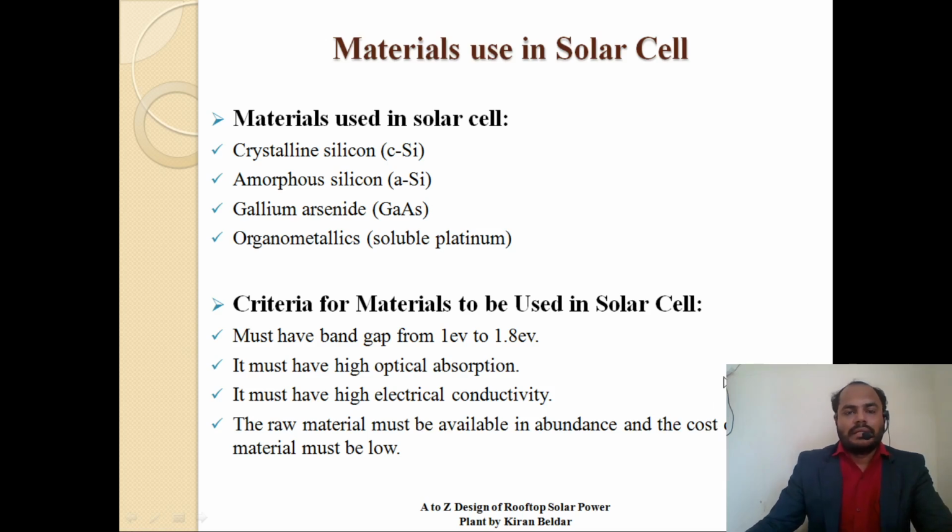Now let's see some materials that are used in the solar cell. Materials used in solar cells: crystalline silicon, amorphous silicon, gallium arsenide, and organometallics, that is, a soluble platinum.